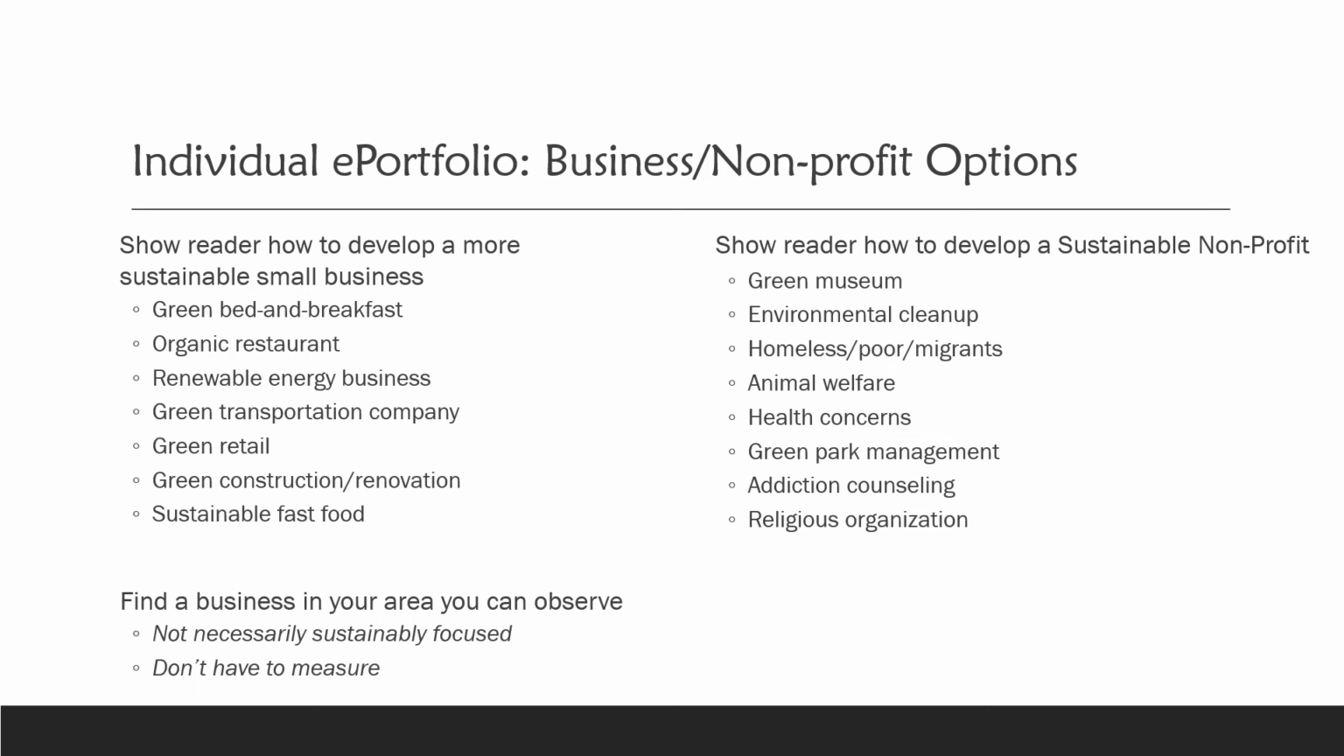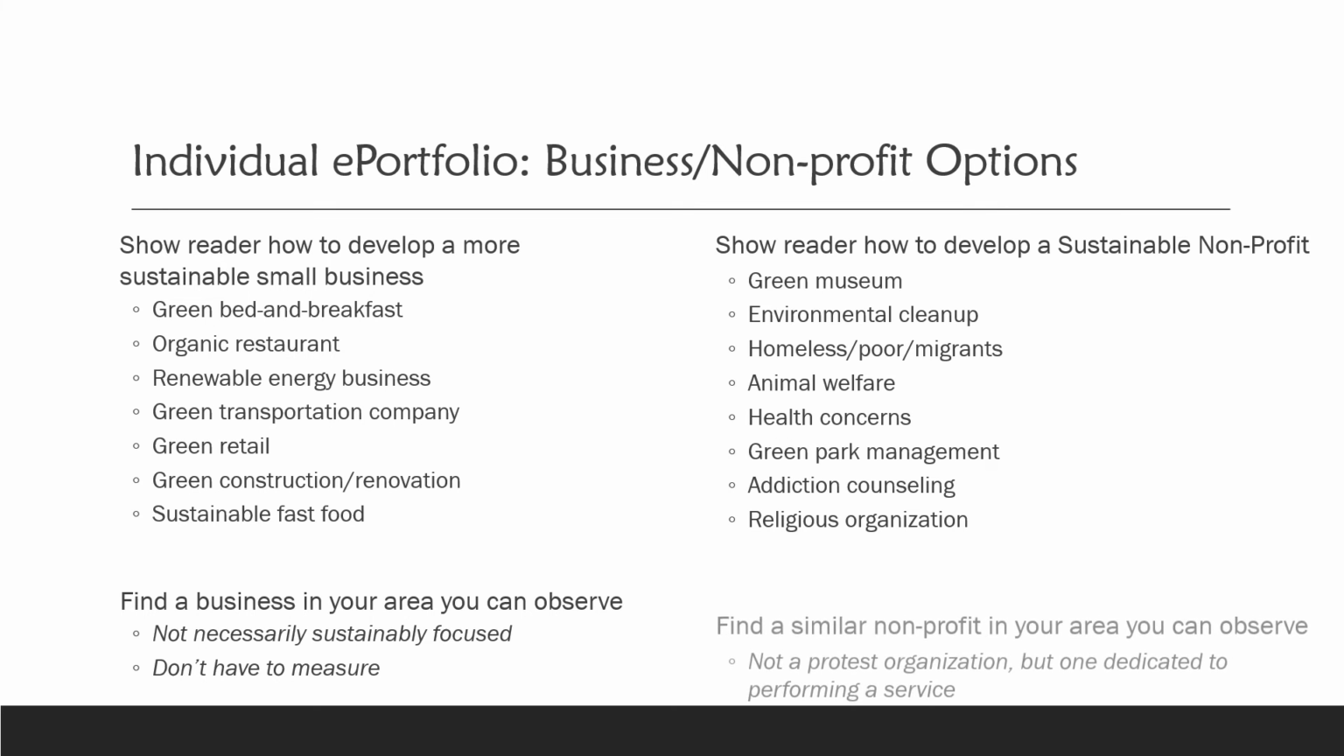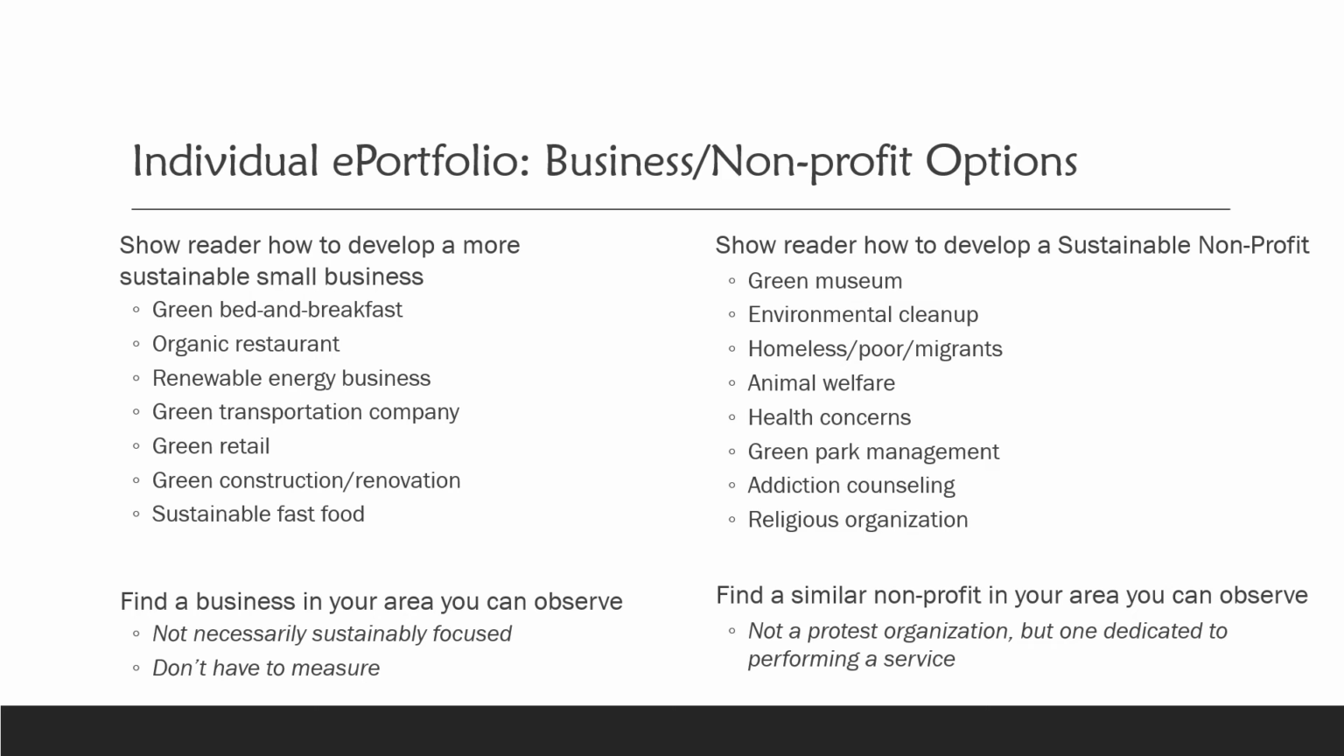Now, remember, if you choose a nonprofit, you are also writing your blogs to show the reader how to develop a sustainable nonprofit. Here are some ideas: a green museum, an environmental cleanup, homeless, poor, migrants, animal welfare, health concerns, green park management, addiction counseling, and religious organizations. All of those are possibilities for your sustainable nonprofit. And not absolutely critical, but you might try to find a similar nonprofit in your area that you can observe, or you can look at their website and see how they talk about themselves.